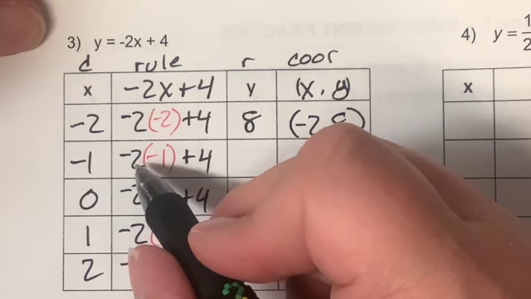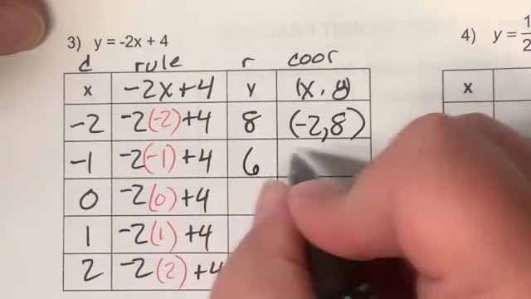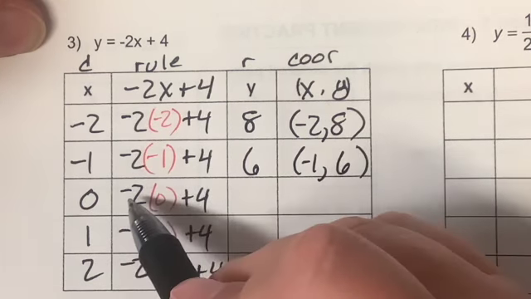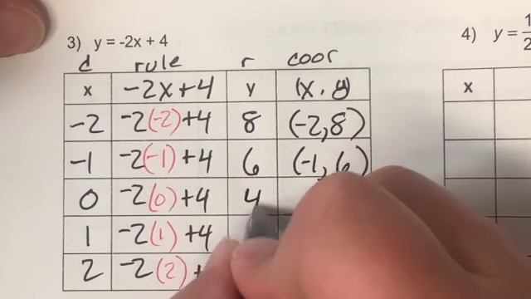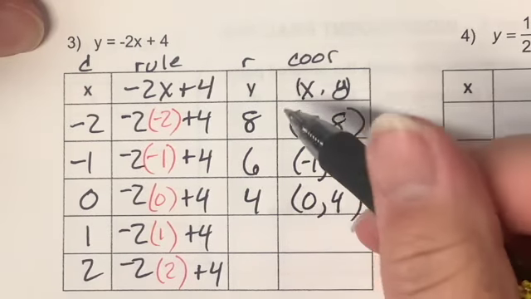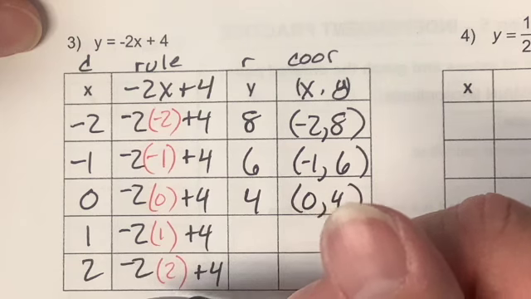Negative times negative is positive 2. 2 plus 4 is 6. Negative 1, 6. Anything times 0 is 0. 0 plus 4 is 4. So 0, 4. Look, you see the pattern? It is going down by 2 because I was multiplying by negative 2.